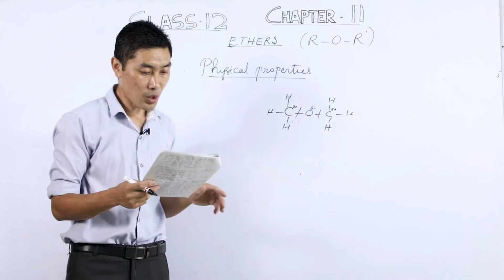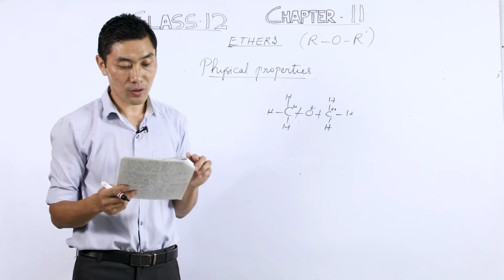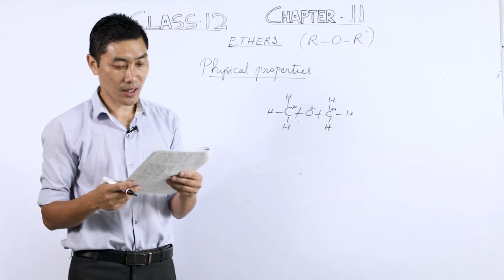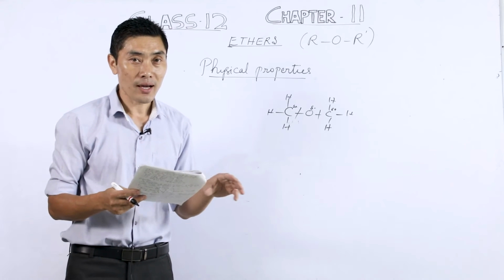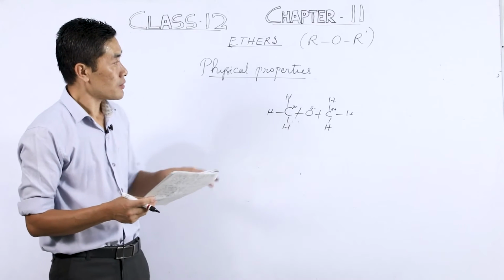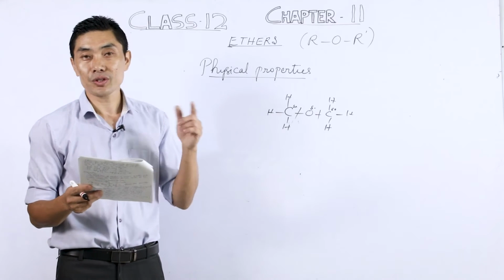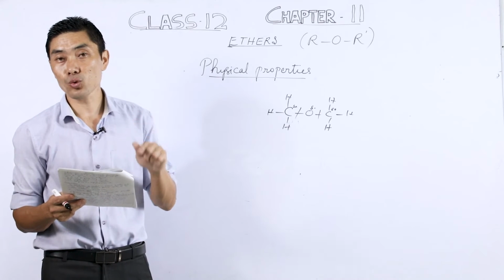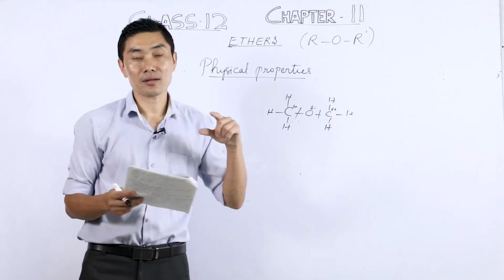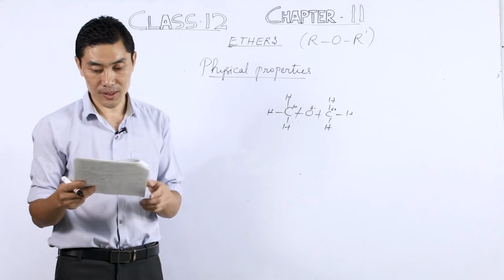The second physical property is that their boiling points are comparable to those of alkanes of comparable molecular masses, but much lower than the boiling points of alcohols. Alcohols have very high boiling points because of hydrogen bonding. Hydrogen bonding within the molecules of these ethers is not possible. So since they lack hydrogen bonding, they will have lower boiling points than the alcohols. But their boiling points are very much comparable to those of hydrocarbons of comparable molecular mass.